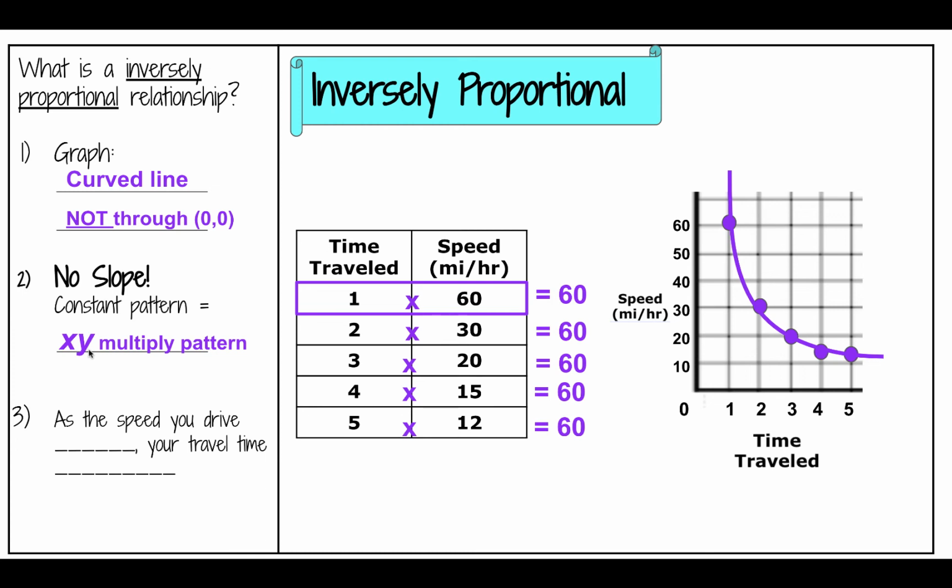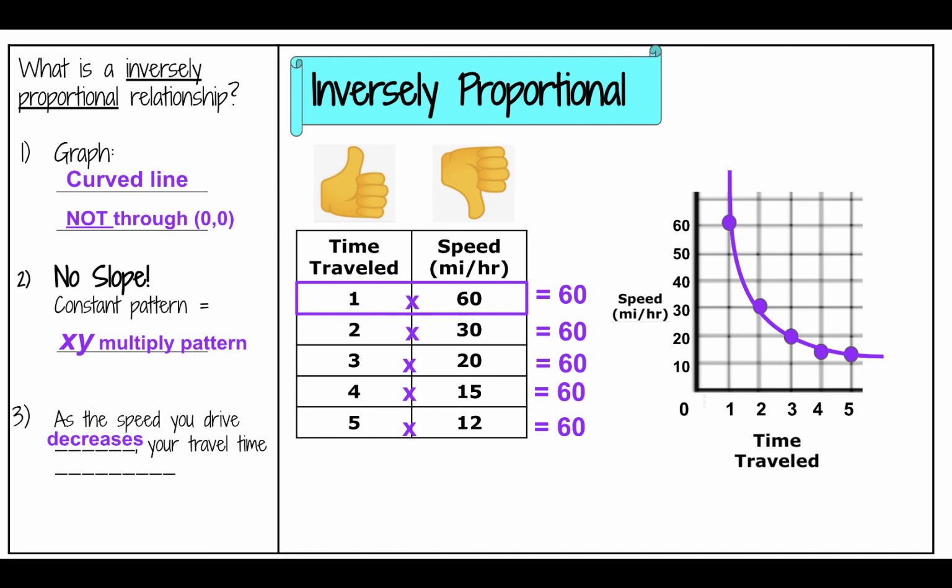So inversely proportional relationships have an x times y pattern. We can also notice it, if you didn't fill that in on the left-hand side, make sure you do that. Look at the speed you drive. So that's your y values, okay? So as the speed you drive goes down or decreases, what happens to the time traveled? It goes up. We can see that our x and y's are not going the same way. This is an example of an inversely proportional relationship.